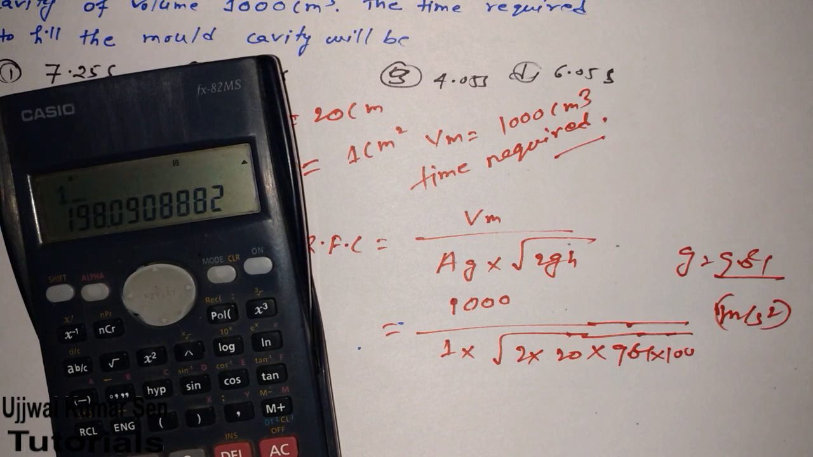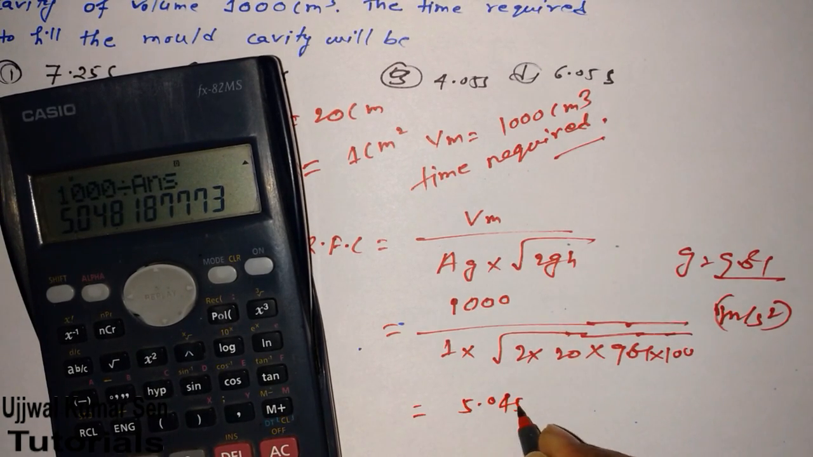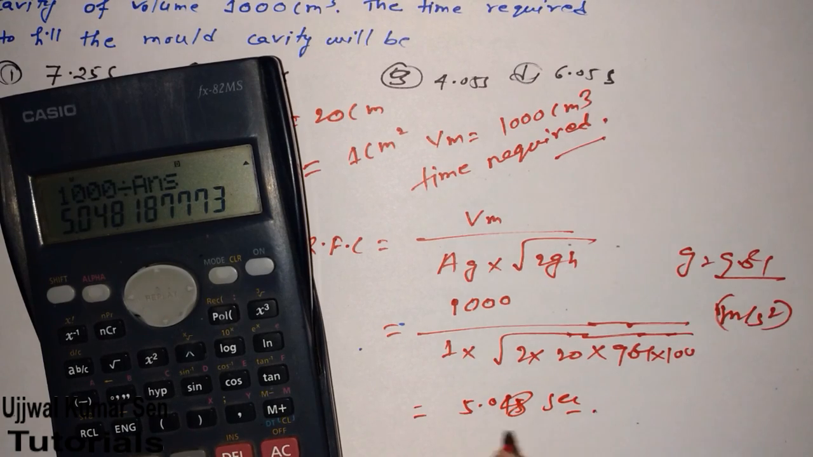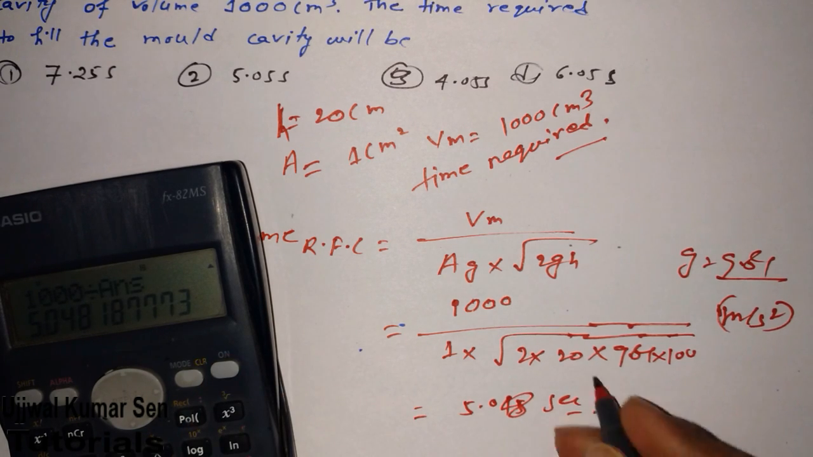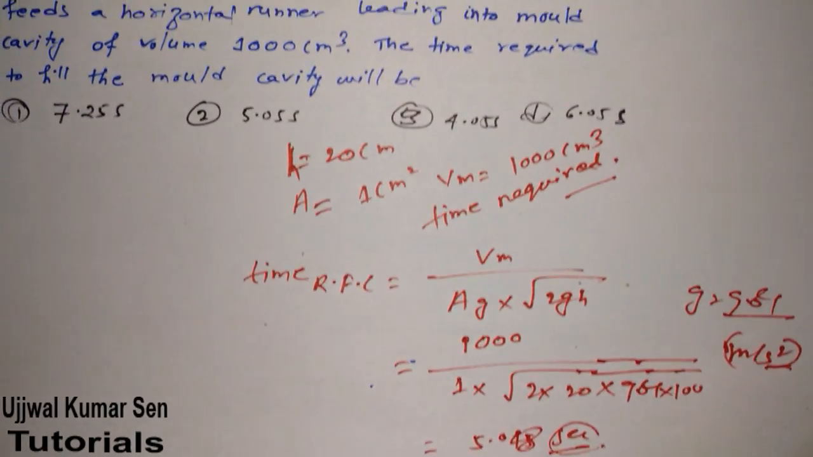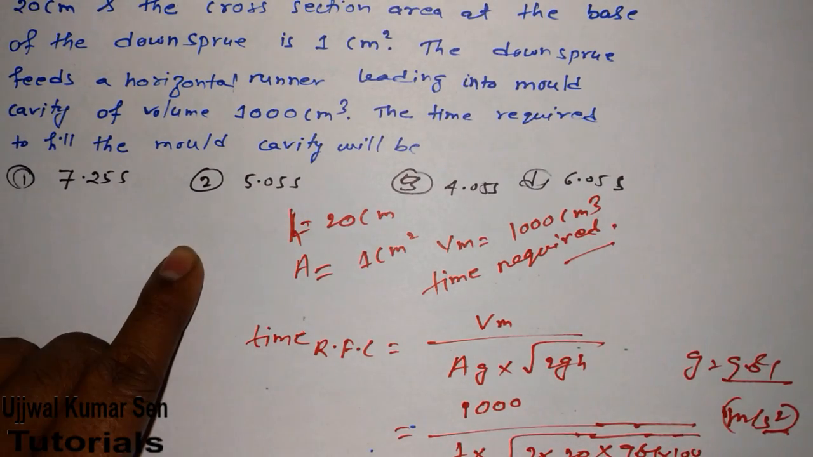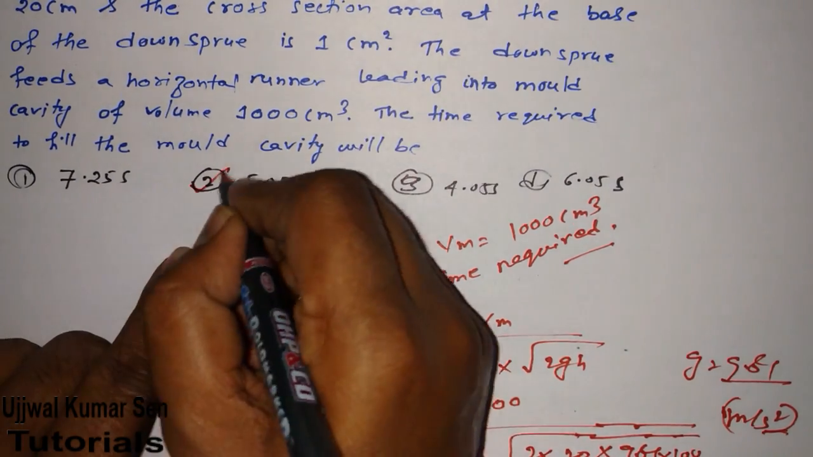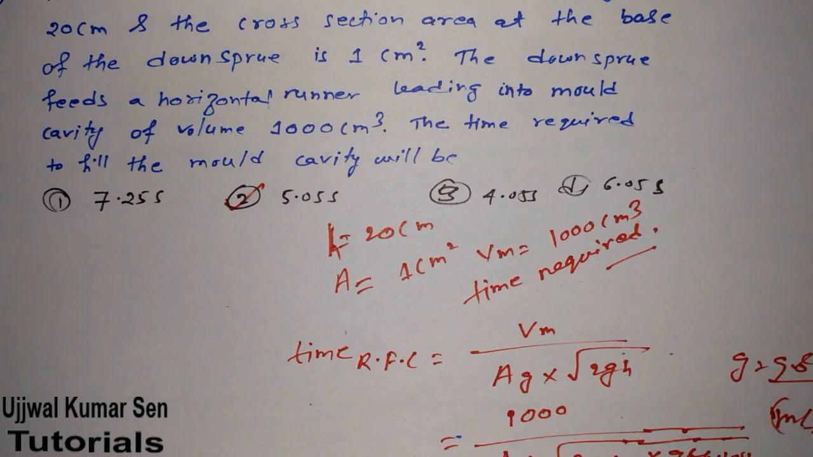So 1 by root of this much. So 1000 divided by that, the answer is 5.048 second. The given unit is second in the required time, so it will come in seconds. So 5.045, so the answer is here, 5.05, so the answer is 2. So the second option is the right answer.